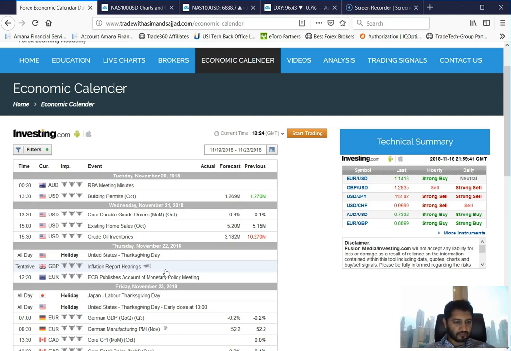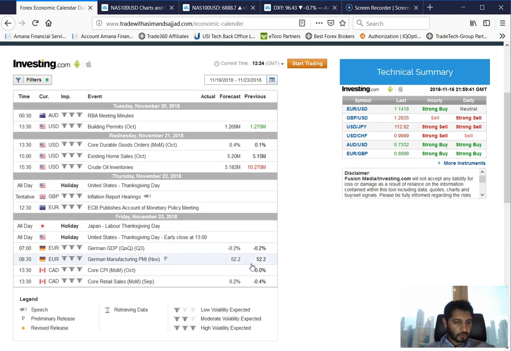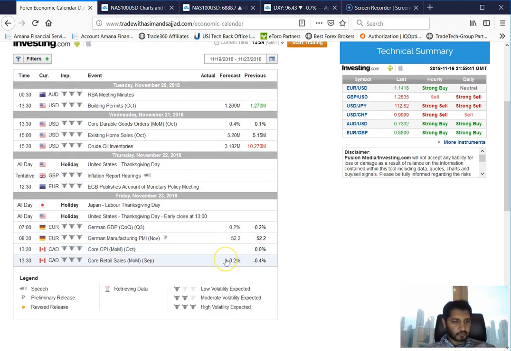There is an inflation report coming from Britain. From the Eurozone, the ECB will publish the account of its monetary policy meeting. Friday, November 23, we have got Japan Thanksgiving Day, United States Thanksgiving Day, and GDP from Germany, manufacturing PMI, Canadian core CPI, and core retail sales.